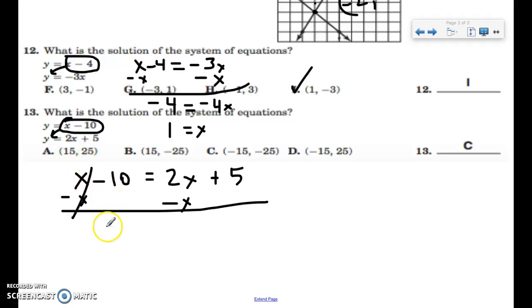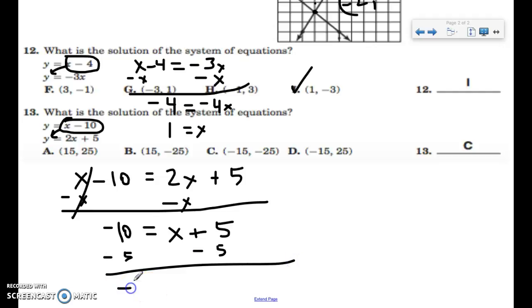I'm still left with negative 10 over here. Negative 10 equals 2x minus x is x plus 5. Subtract 5. X equals negative 15. That's not negative 15. That's not negative 15. That is and that is. So I'm down to two choices.